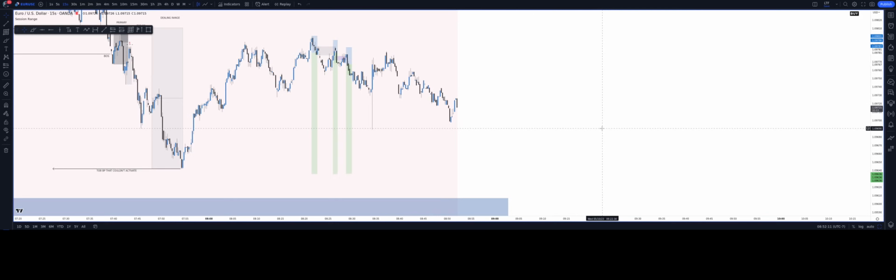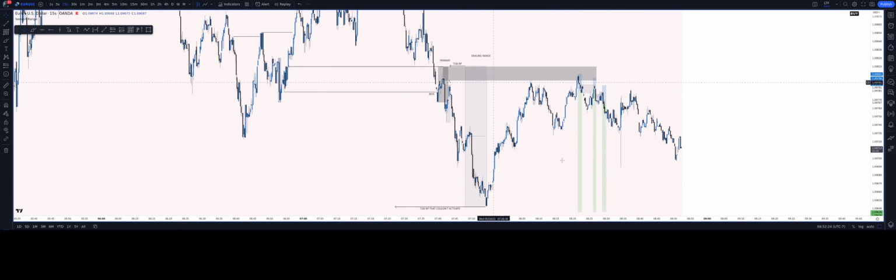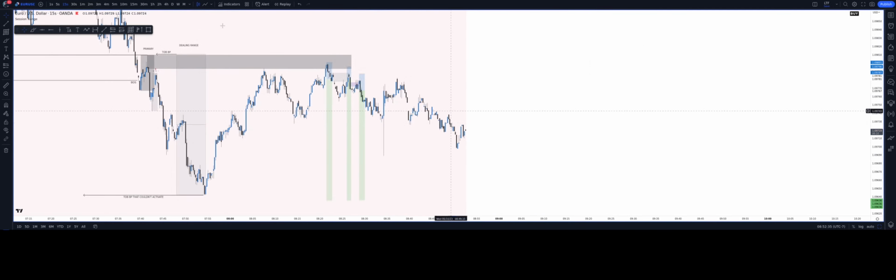Now, something else I've completely skipped over on this video, haven't even mentioned, is my entries. I've been too caught up talking about the dealing range. Once we know that we're in a dealing range and we've identified a weak low, for example, and a strong high, let's just use that terminology, once we've got that down, now we can start, with confidence, stacking orders.